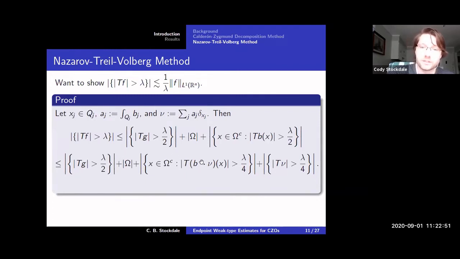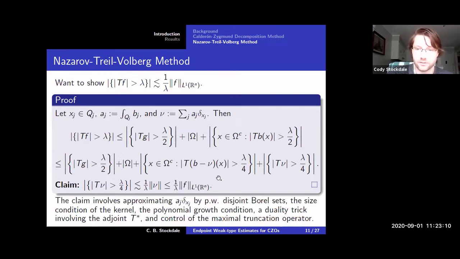So this term now we can control in exactly the same way as in the Calderon-Zygmund decomposition because each of these arguments will have mean value 0. And then we're left to control this term where T is applied to this linear combination of these weighted Dirac masses, which I'm going to leave as a claim. Really, that would take a few pages to prove.